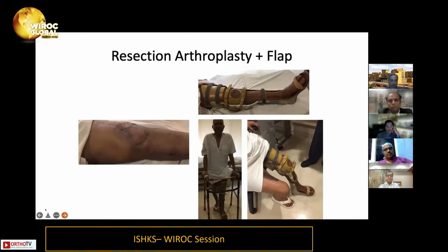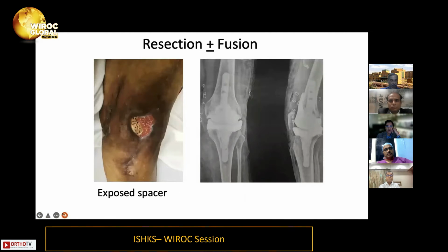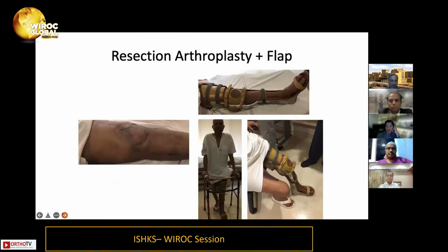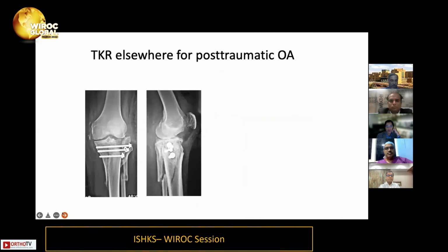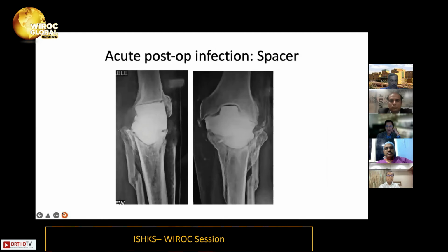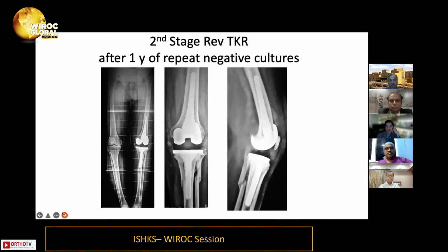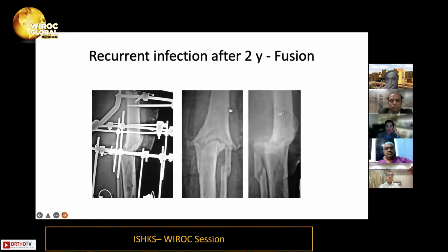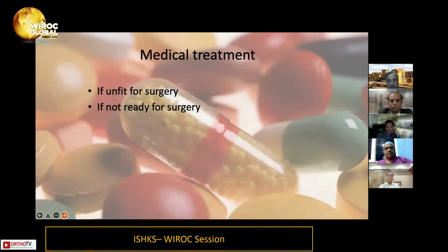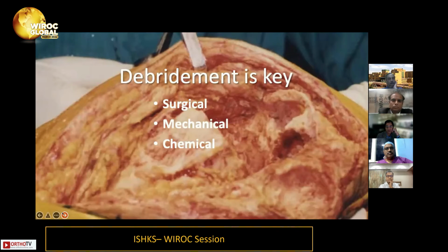This was a patient who presented with an exposed spacer. You can see that, multiple scars, a resection arthroplasty with a plastic surgery flap, and a hinged knee brace. This patient had a total knee elsewhere for post-traumatic arthritis. Somebody had put in this fixed spacer for infection. And after 1 year of repeat negative cultures, we did a 2-stage revision total knee replacement. Unfortunately, still developed recurrent infection, and after 2 years a fusion was performed. And the last option is medical treatment if patients are unfit or not ready for surgery.